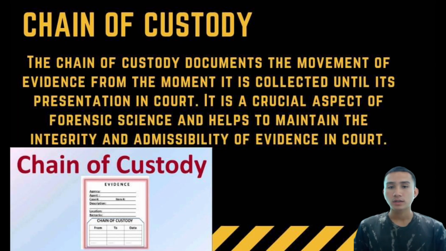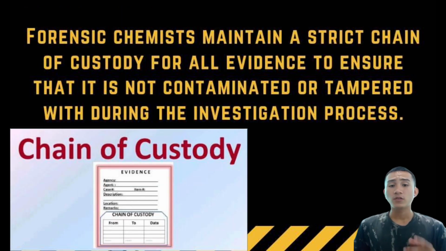Number 2. Chain of custody. The chain of custody documents the movement of evidence from the moment it is collected until its presentation in court. It's a crucial aspect of forensic science and helps to maintain the integrity and admissibility of evidence in court. Forensic chemists maintain a strict chain of custody for all evidence to ensure that it is not contaminated or tampered with during the investigation process.